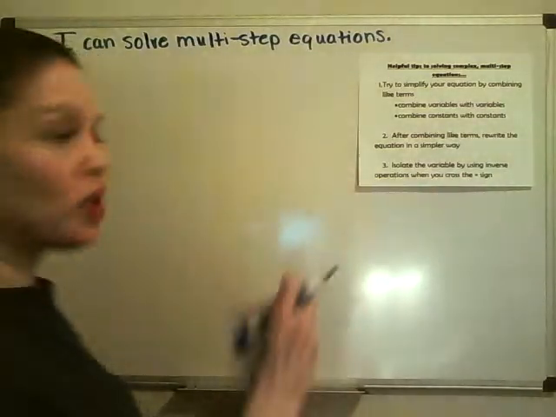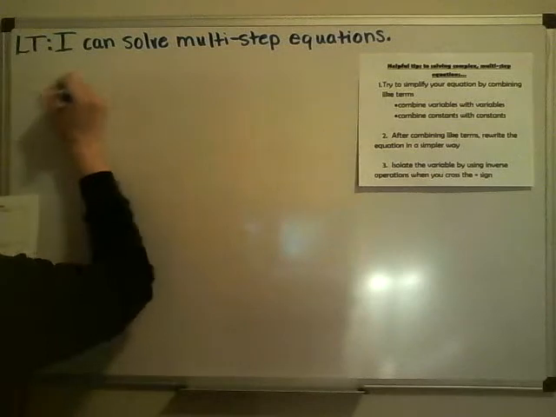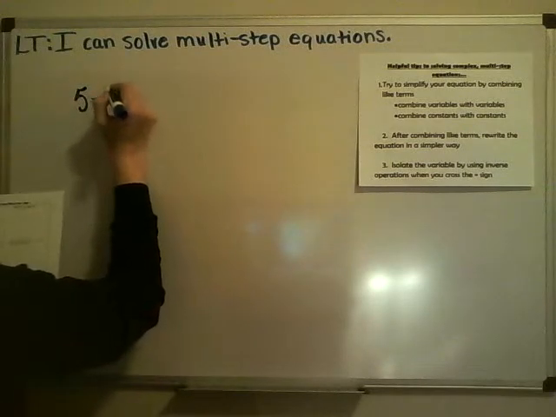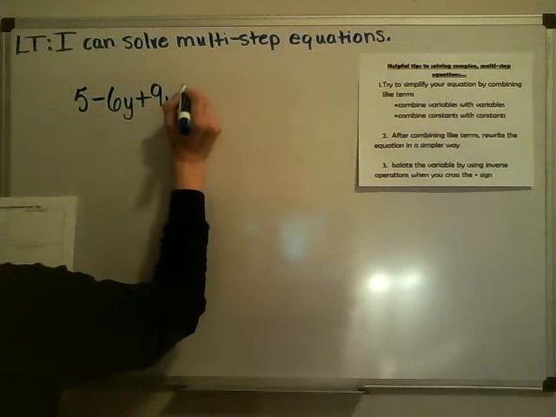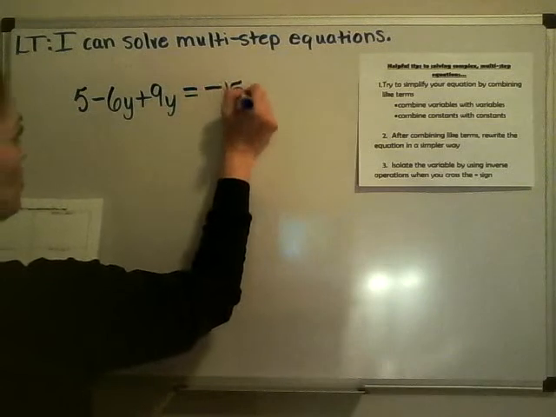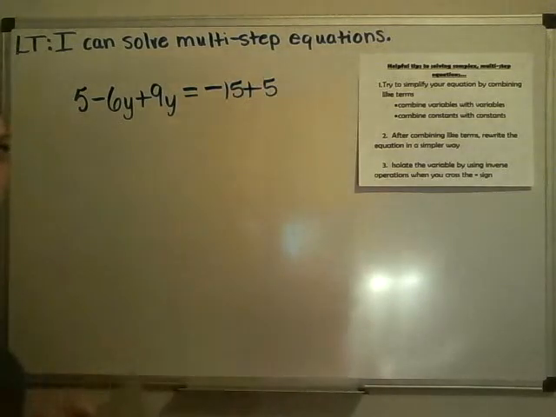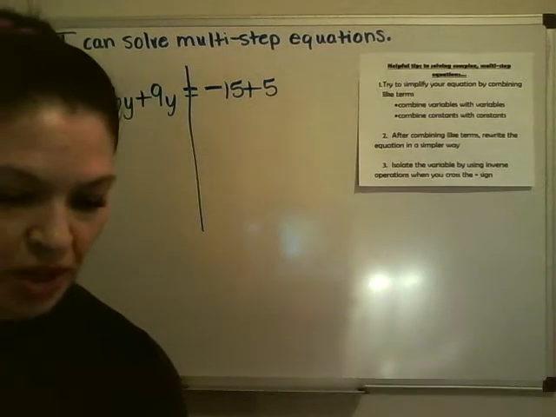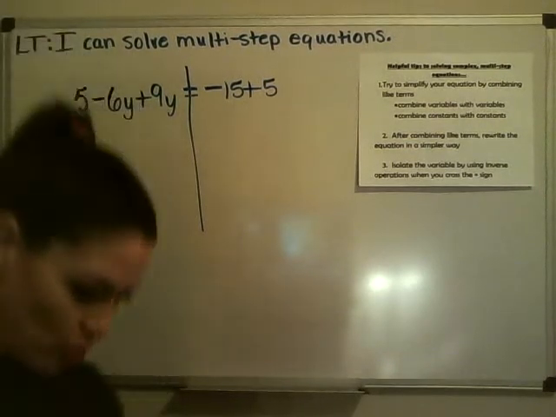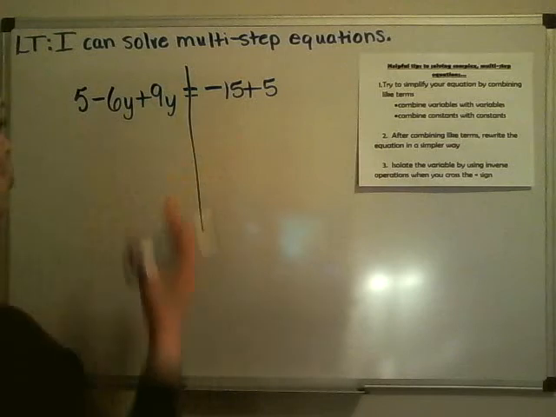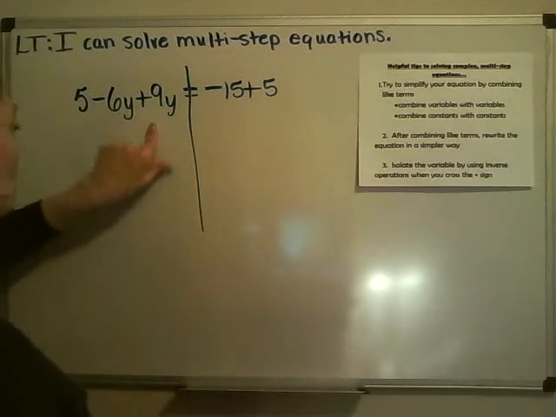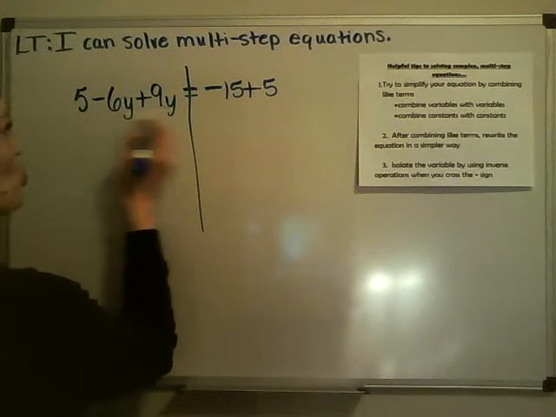The second problem reads 5 minus 6y plus 9y equals -15 plus 5. To equation line. And let's start making groups, right? We want to make it more simple so that our life will be easier. All right, let's just pick one side to focus on. So I'm going to focus on this side. And I want to put those y's together.